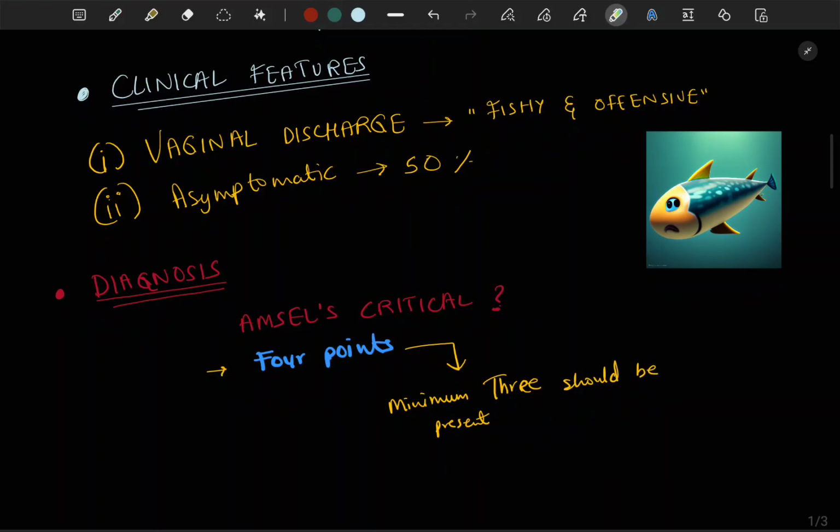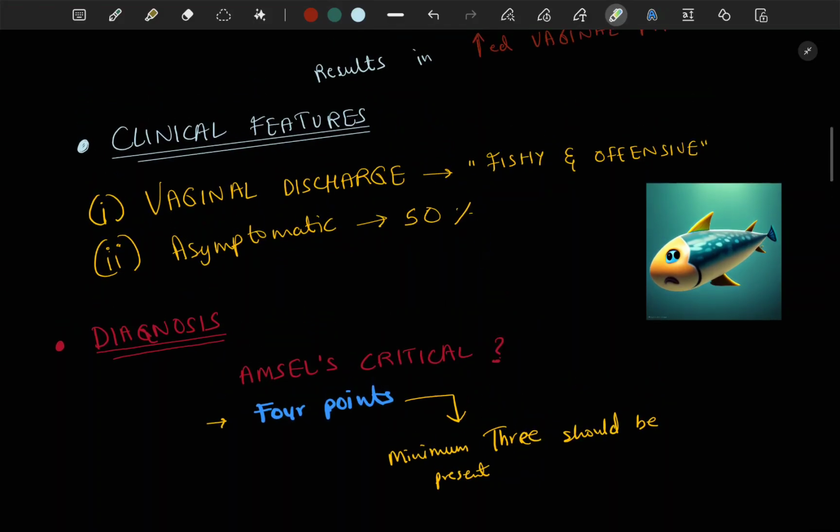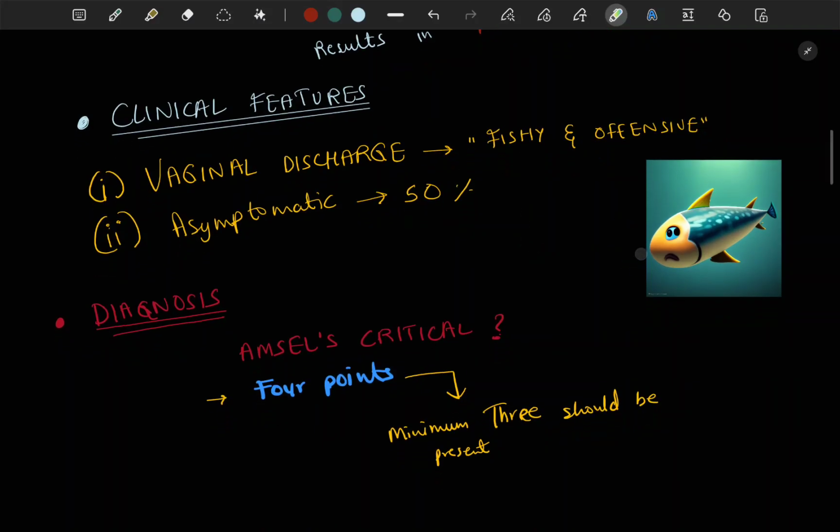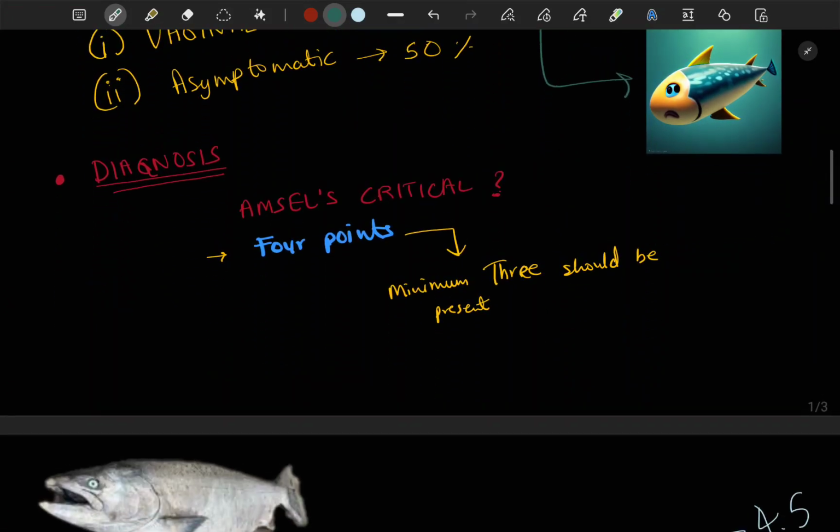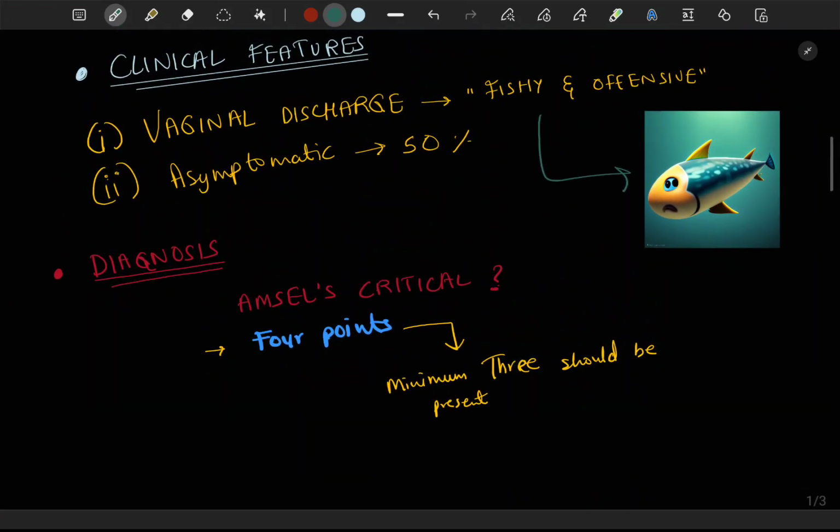Now we're going to go to the clinical features. There are not many clinical features in bacterial vaginosis, except there's a vaginal discharge which is fishy and offensive. I have given a picture of a fish here so you can remember. And in more than 50% of the women it's asymptomatic. Fine, there it is.